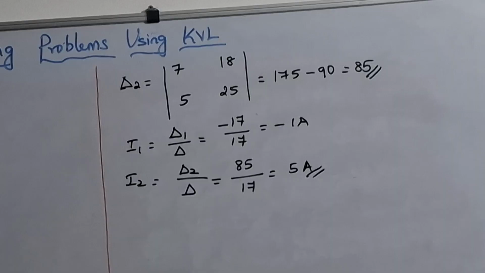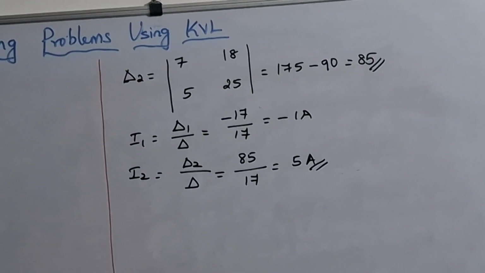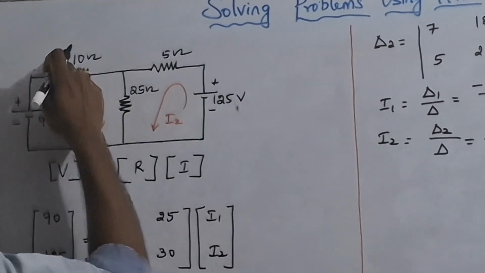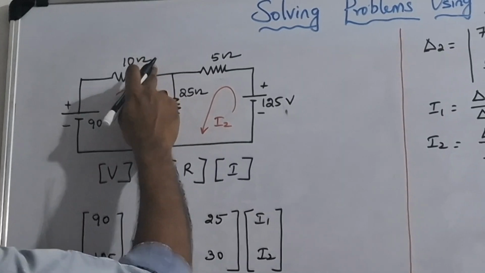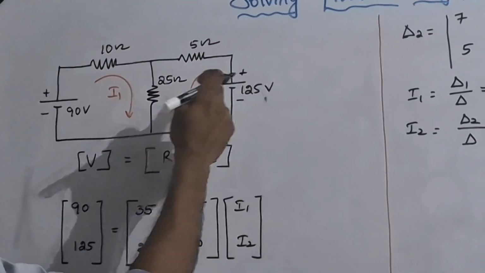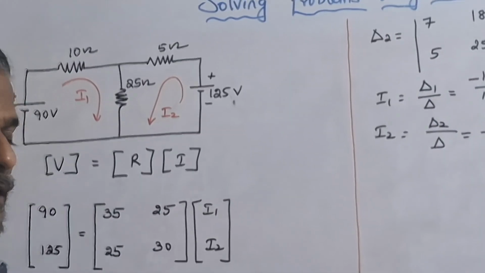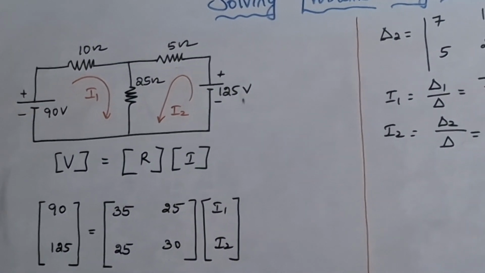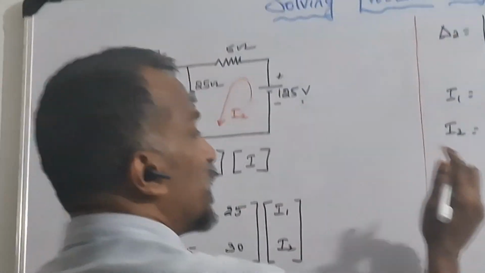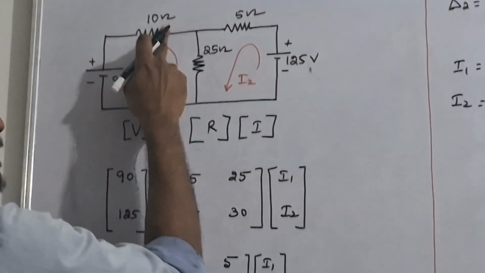So now we are going to find out the voltage across this 10 ohm, 5 ohm, 25 ohm, etc., so that we can ensure whether it follows the Kirchhoff voltage law. Now let me take the first resistance, 10 ohm.